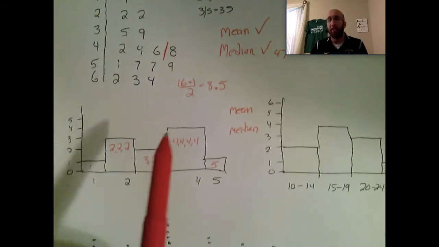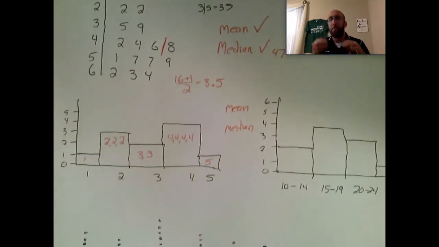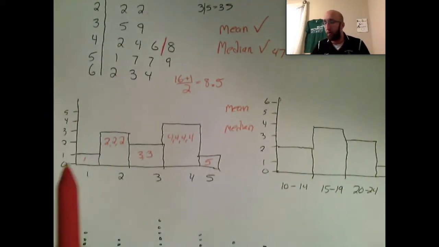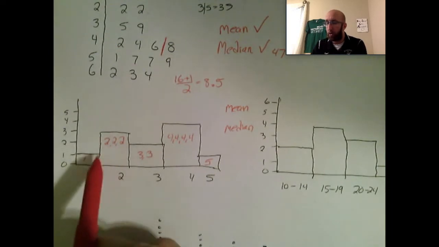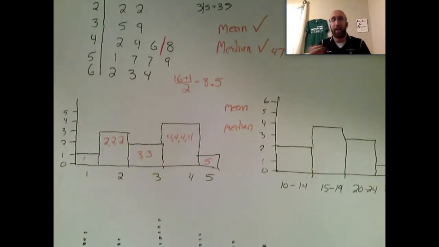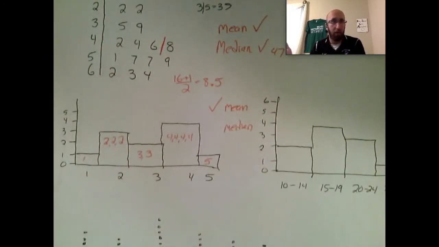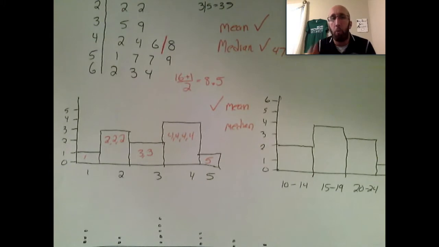So I'm able to see on this one, just because the classes are a size of 1, I'm able to see and know the specific data points. So I know there's a 1, a 2, a 2, a 2, a 3, a 3, a 4, a 4, a 4, a 4, and a 5. So I could add those all up and divide by the total amount. So I could totally calculate a mean there if I wanted to.